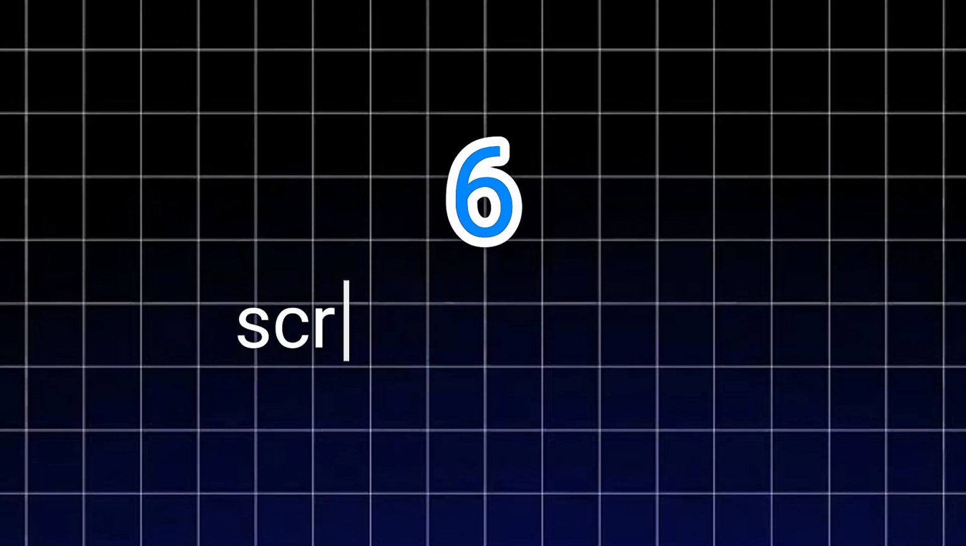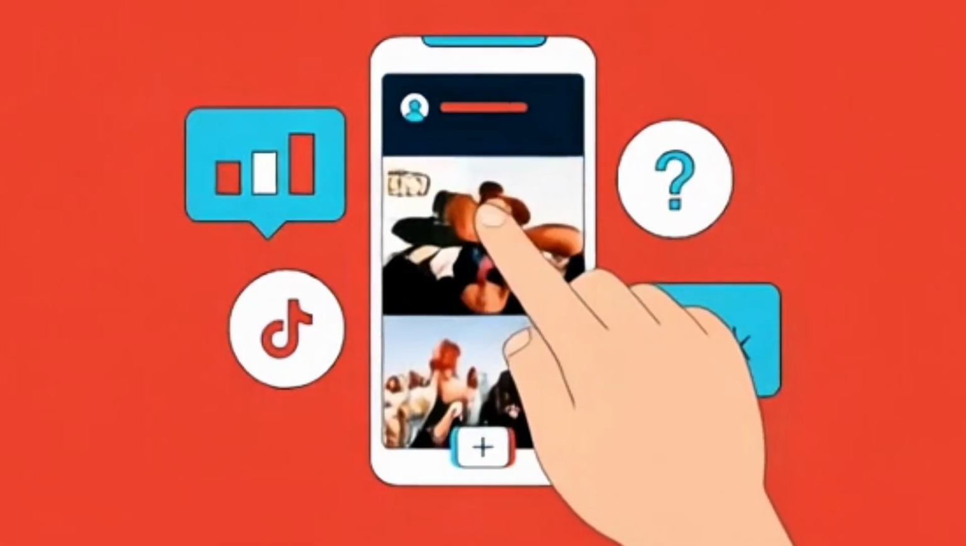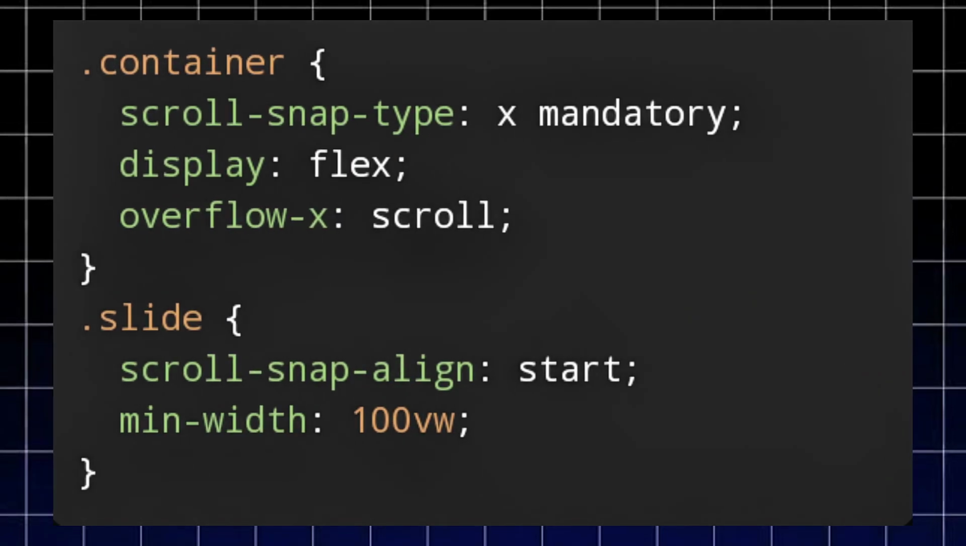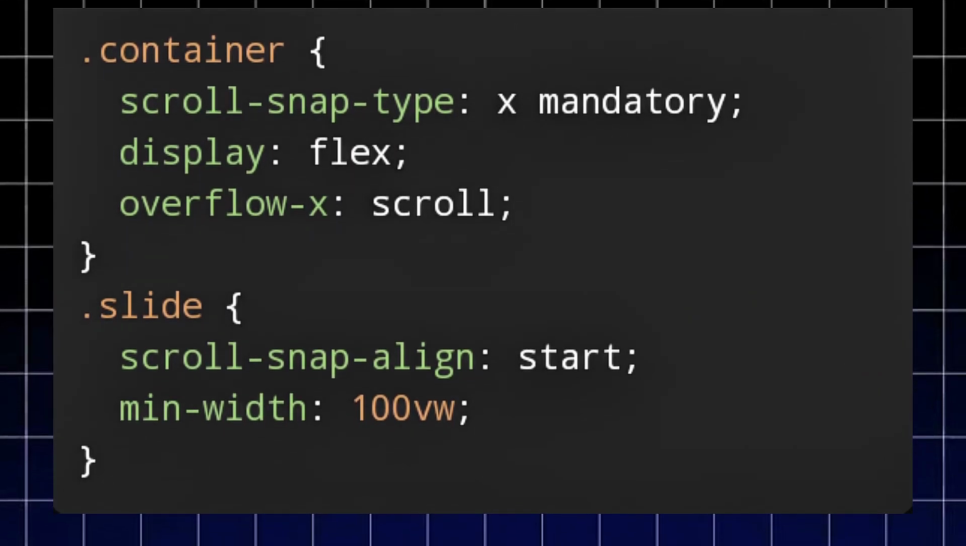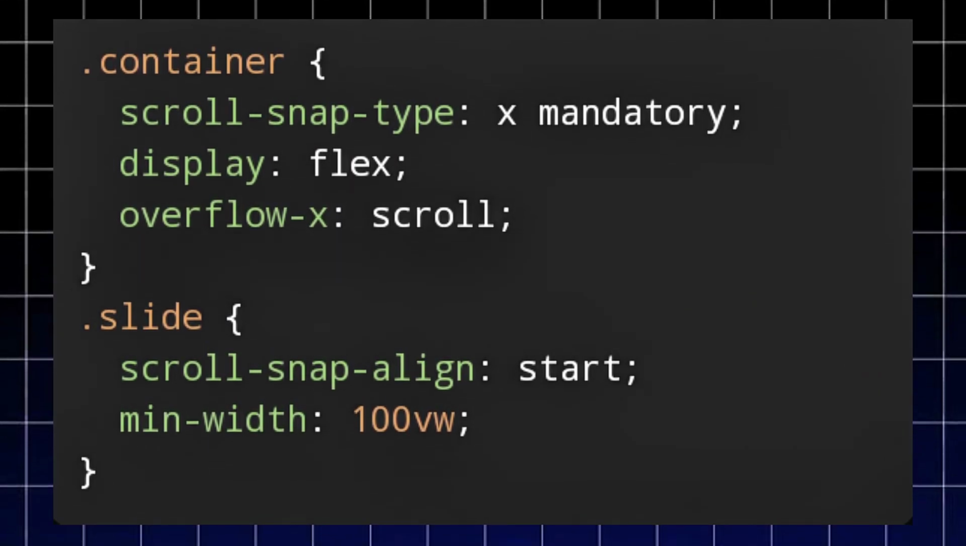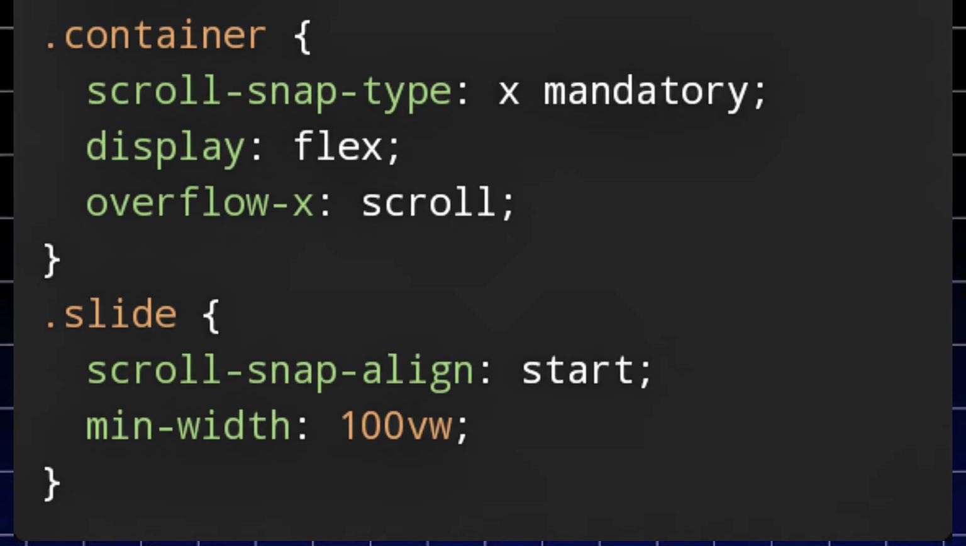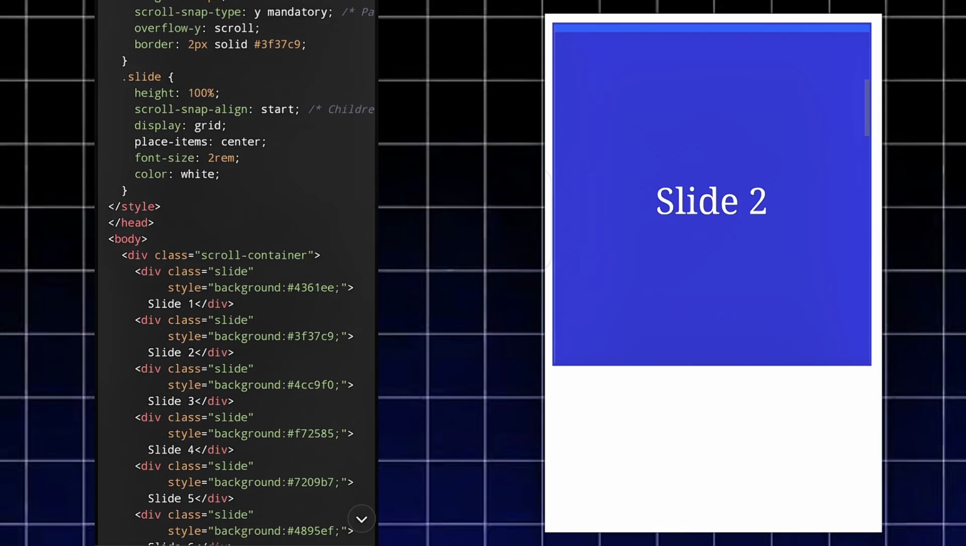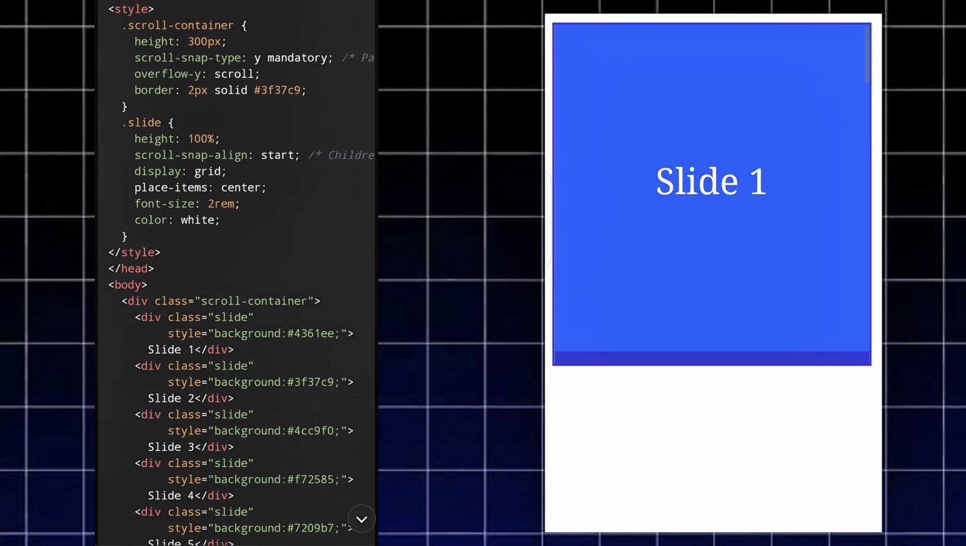6. Scroll snapping. Want TikTok-style snapping? Use scroll-snap-type: y mandatory on the container, and scroll-snap-align: start on each item. This creates smooth, controlled scroll sections.